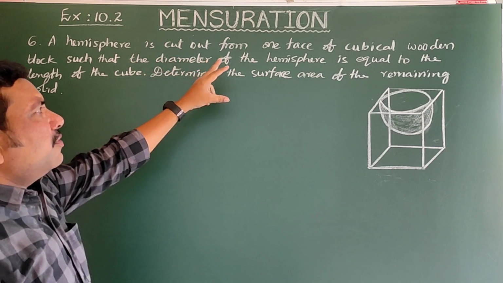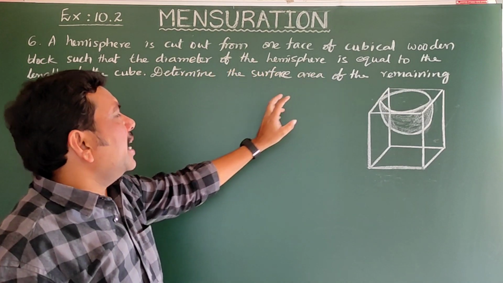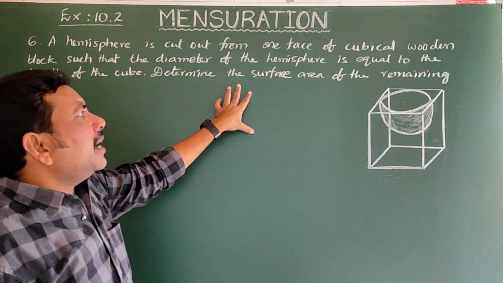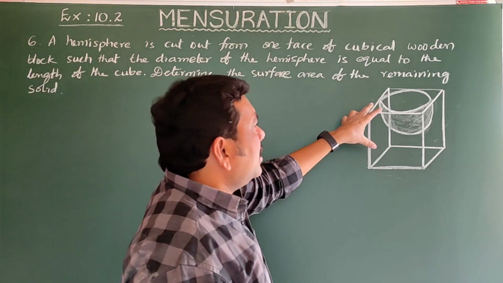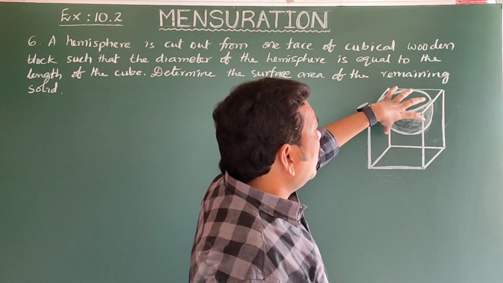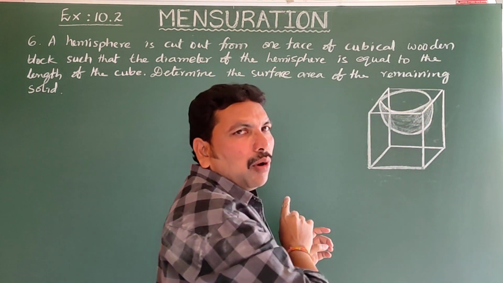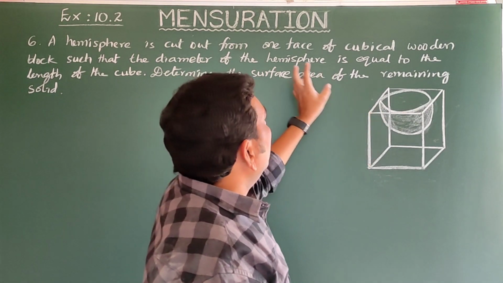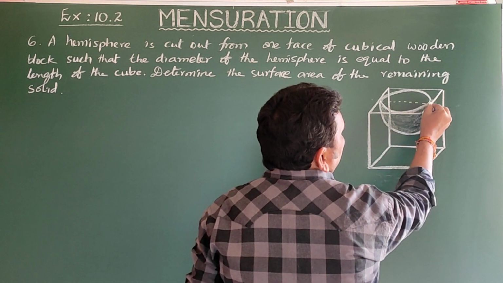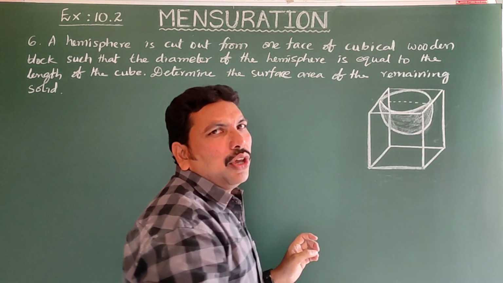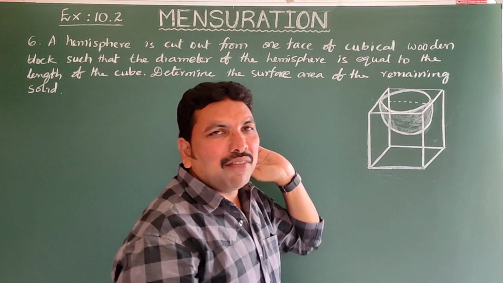A hemisphere is cut out from one face of a cubical wooden block such that the diameter of the hemisphere is equal to the length of the cube. Determine the surface area of the remaining solid. See, a hemisphere is cut out from a cubical wooden block, right? Next, the diameter of the hemisphere is equal to the length of the side of this cube. Then what we have to find? The surface area of the remaining solid.